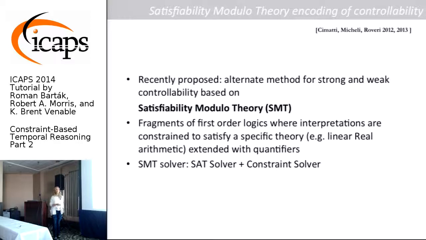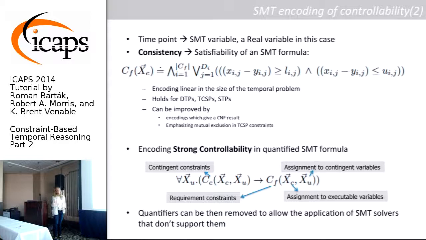So basically what they do here, for consistency, for strong controllability, and for weak controllability, they translate these requirements into a SAT formula in a specific satisfiability modulo theory, for example, linear. So for example, our time points become real variables. And then you can see that this is just consistency. You want the conjunction of all constraints, which are disjunctions of STP constraints, right?